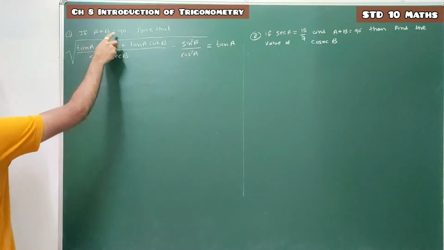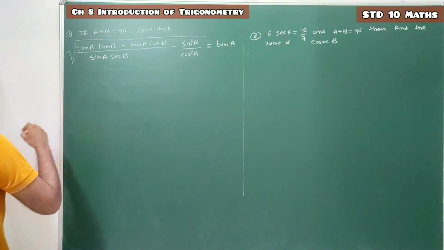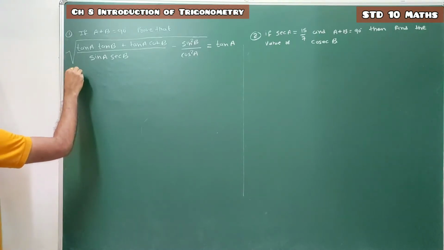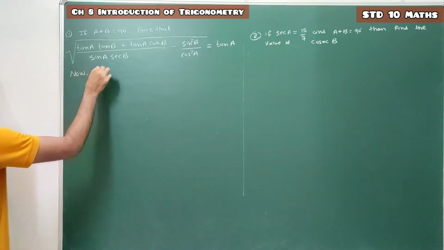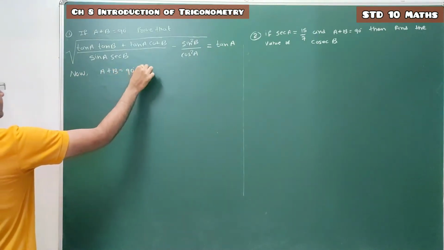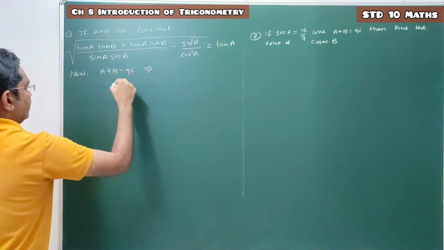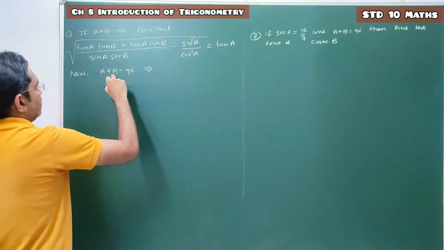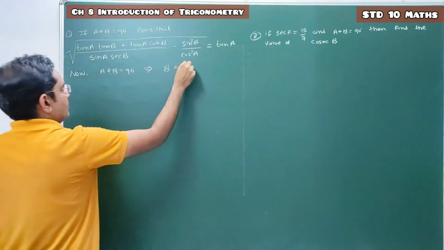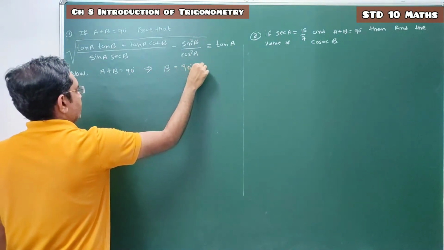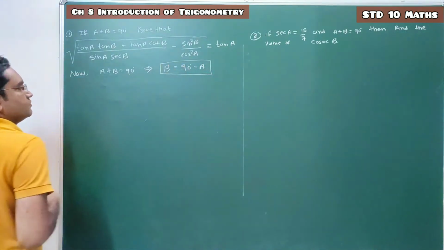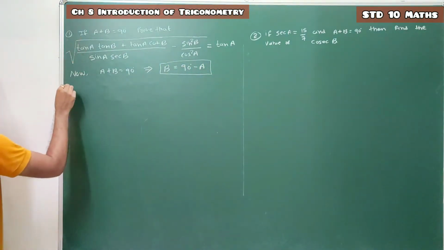So here we are given a plus b equal to 90. So now we can say that if a plus b equal to 90 degree, we can replace either a or b. So here we can replace b, the value of b is 90 degree minus a. Done. Now we start with this given left hand side.